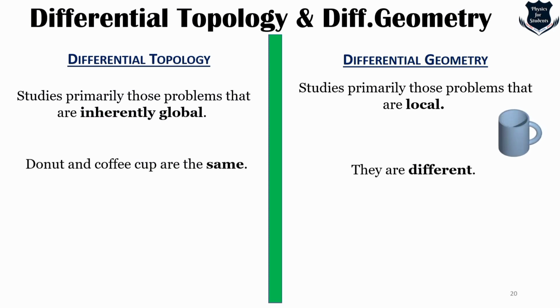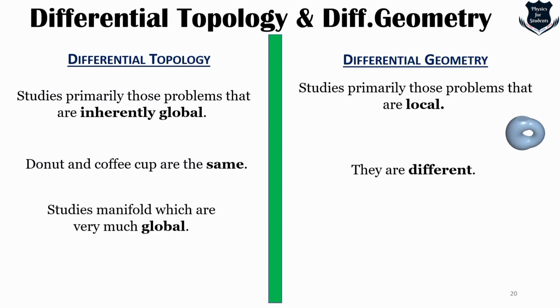Consider, for example, the coffee cup animation. From the point of view of differential topology, the donut and the coffee cup are the same in some sense. This is an inherently global view, because there is no way for the differential topologist to tell whether the two objects are the same by looking at just a tiny local piece of either of them. They must have access to the entire global object. So donut and coffee cup are the same for differential topology, and here it comes to be different.